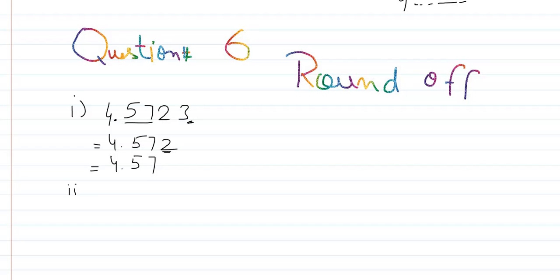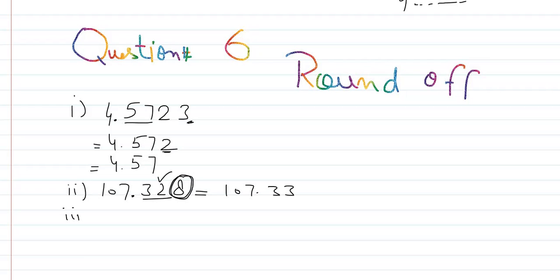Now I am solving part number 2. Part number 2 is 107.328. We have to round off till two decimal places, like till 32. So its answer is 107.33. As 8 is greater than 5, so we add 1 in 2, here we get 33.